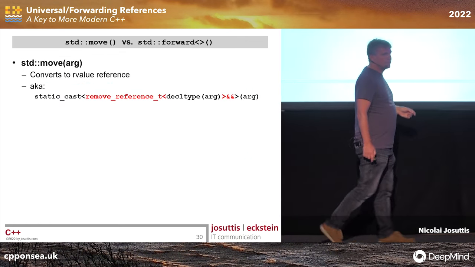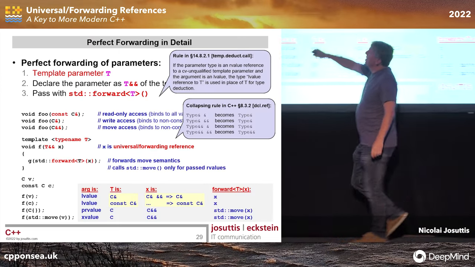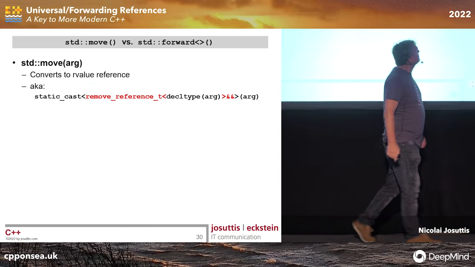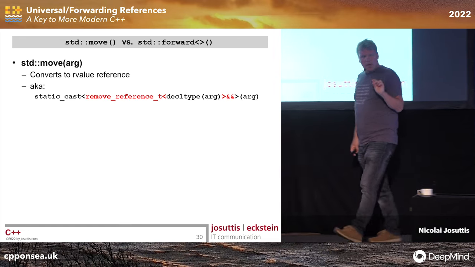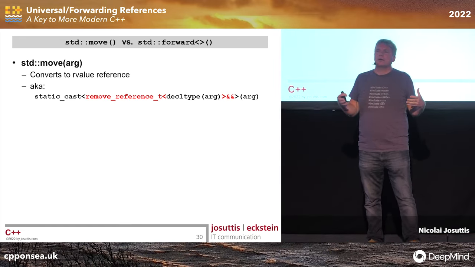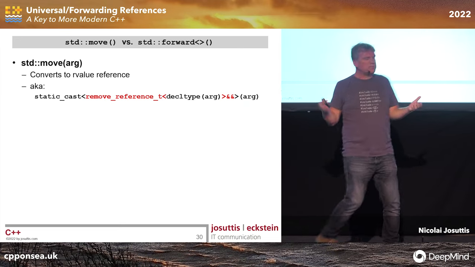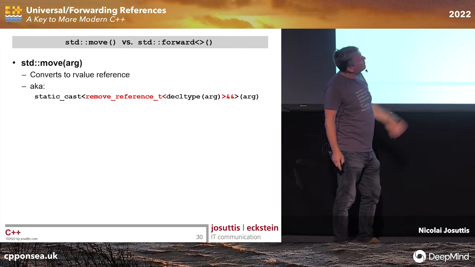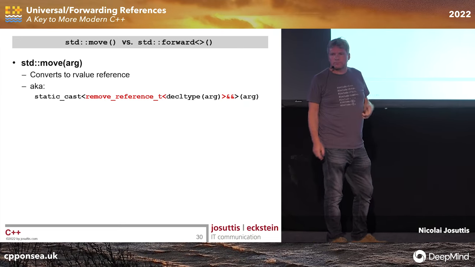Okay. Well, I didn't explain one thing. Why does forward now make a difference? Because if you look at what move does, I told you we just convert the object to an R value reference of its type. That's pretty simple. We remove any reference from the object type and add 2 ampersands. That's all.